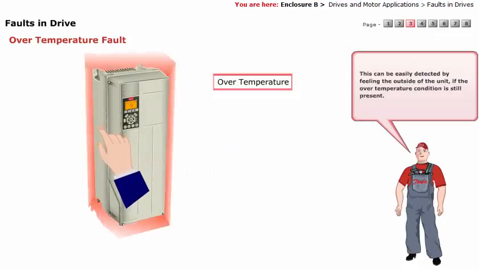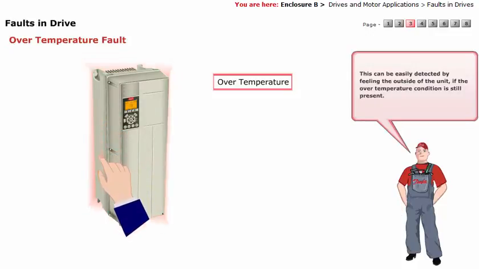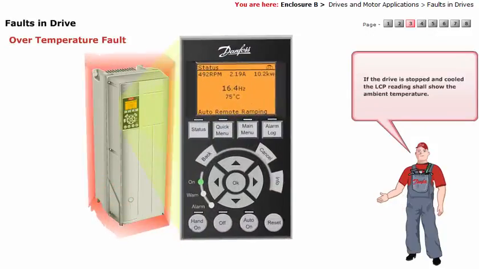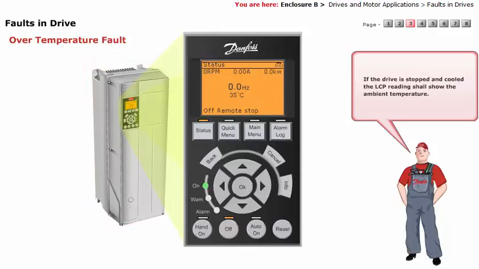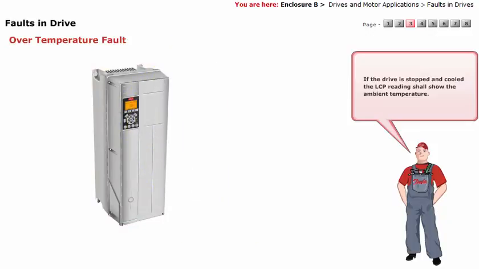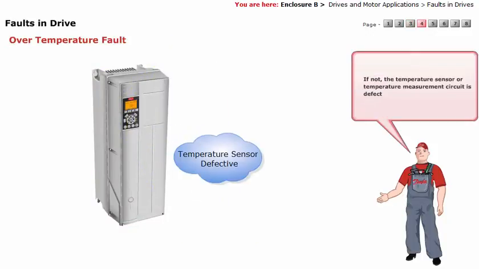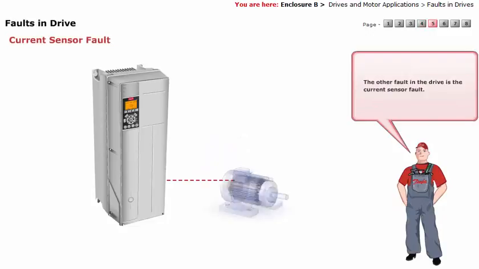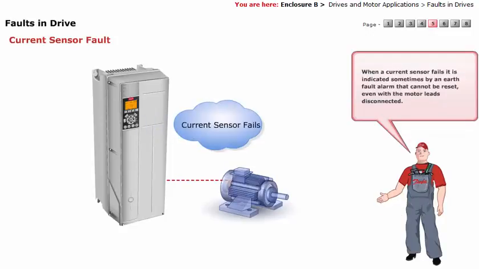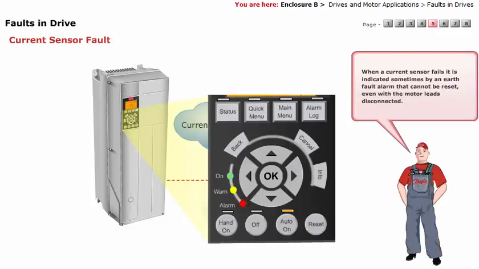This can be easily detected by feeling the outside of the unit to see if the overtemperature condition is still present. If the drive is stopped and cooled, the LCP reading shall show the ambient temperature. If not, the temperature sensor, or temperature measurement circuit, is defective. The other fault in the drive is the current sensor fault. When a current sensor fails, it is indicated sometimes by an earth fault alarm that cannot be reset, even with the motor leads disconnected.